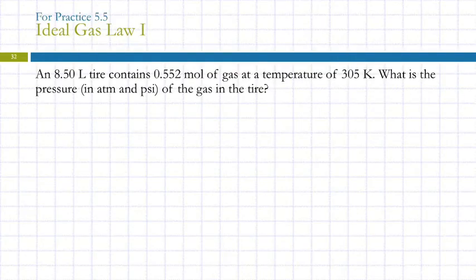So let's do an example. An 8.5 liter tire contains 0.552 moles of gas at a temperature of 305 Kelvin. What is the pressure in atmospheres and PSI of the gas in the tire? So we could take the approach of making a table, or we can just label things as we come across them. I'm going to pretend I don't know this is an ideal gas law problem, and I'm just going to start making a table.